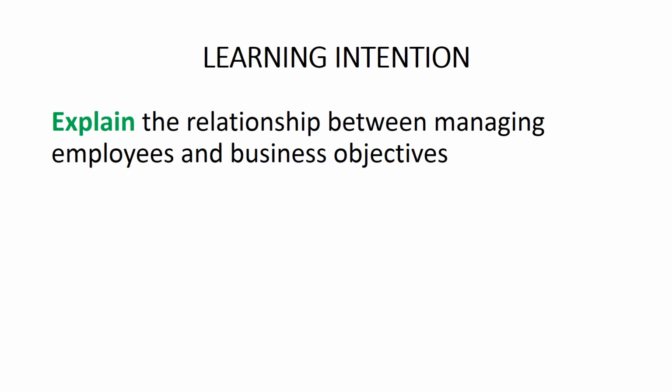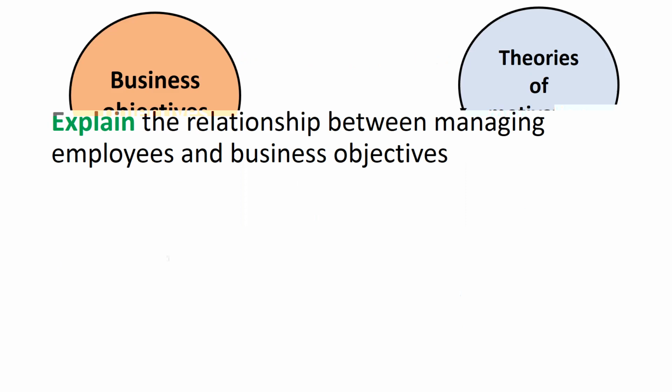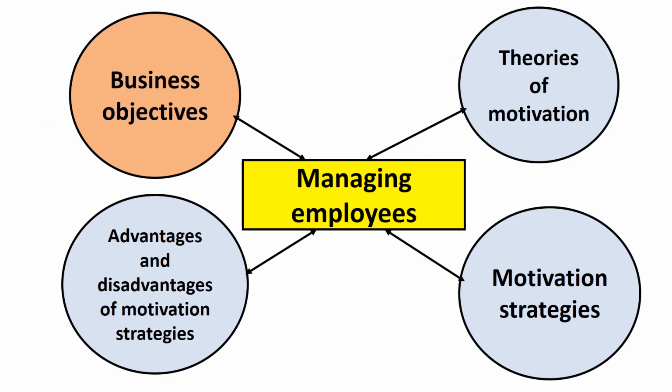The learning intention for this video is that you should be able to explain the relationship between managing employees and business objectives. Please write this learning intention down in your Cornell notes. One of the most important roles of a manager is to manage the employees of the business. The reason managers need to manage employees is because a business relies on its employees to achieve the business objectives of the business.